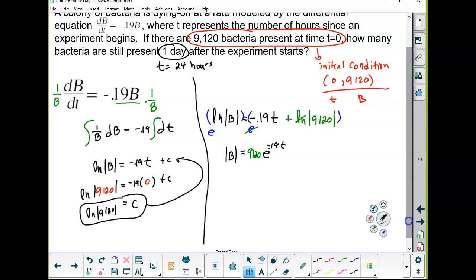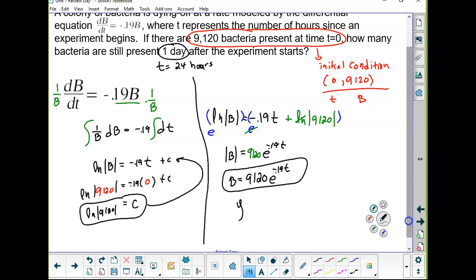Now technically we have that same situation we did in the last example. This is the absolute value of b, which means this answer is going to be positive or negative. Well, let's use our initial condition. If I plug in 0 here, this answer will always be positive because it'll be e to the 0. So we only have to take the positive sign value. There's my equation.